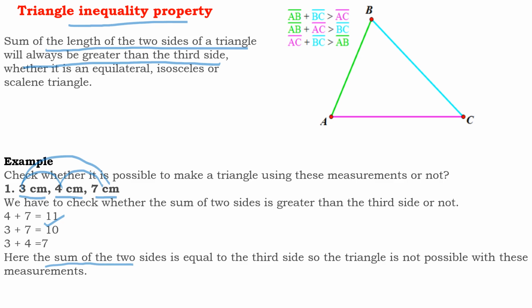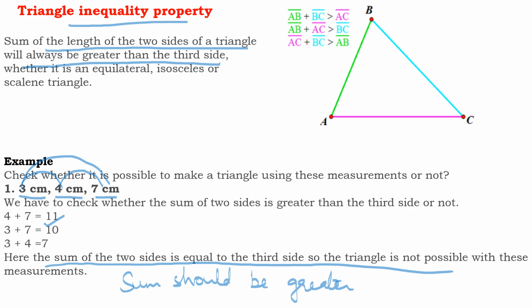Here the sum of the two sides is equal to the third side, so the triangle is not possible. Why not possible? Because the sum should be greater, and here they are equal, so it is not possible. Fine, getting it? If it was 4 plus 7 equal to 11, then the sum should be greater. We'll see some examples, and then you will understand that.